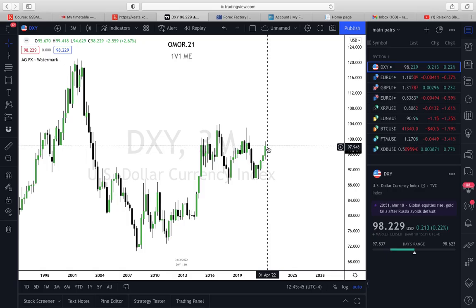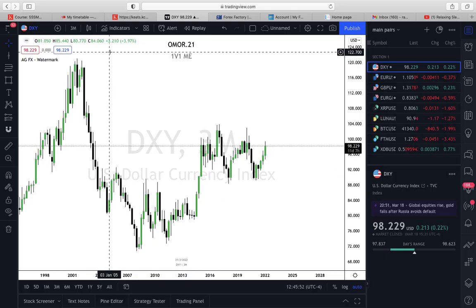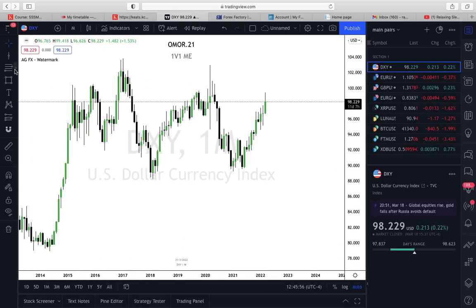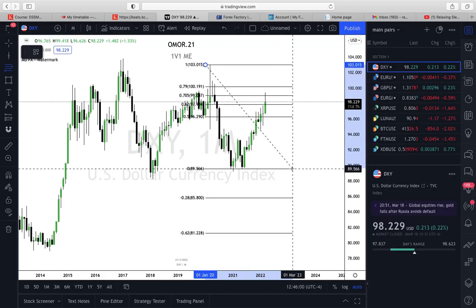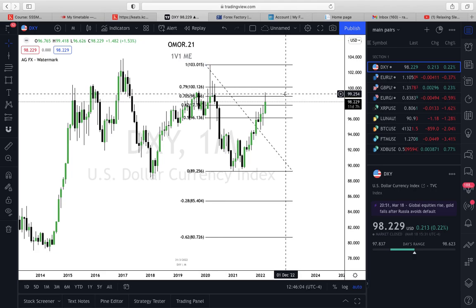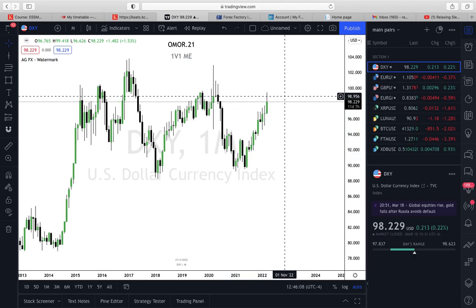If we do reject here and we're going for this imbalance, by all means intraday, you can look for shorts until this region. If you go on the monthly, it's the same thing. From this high to this low, we are doing what? We're rejecting off the OTE area. We're rejecting off of a premium area.